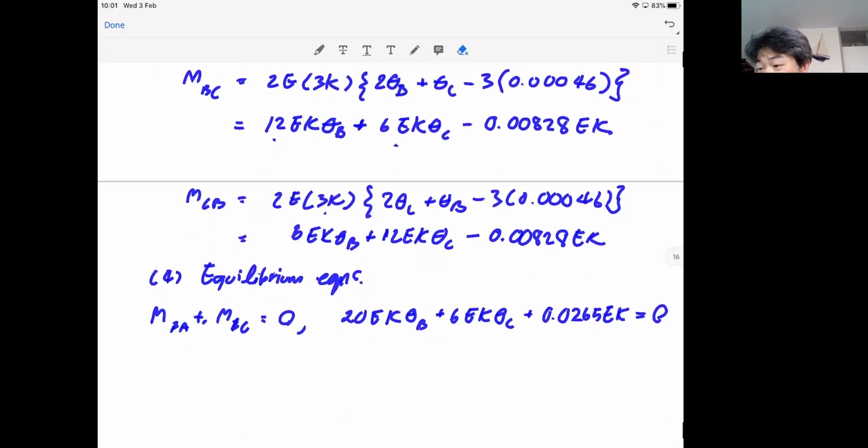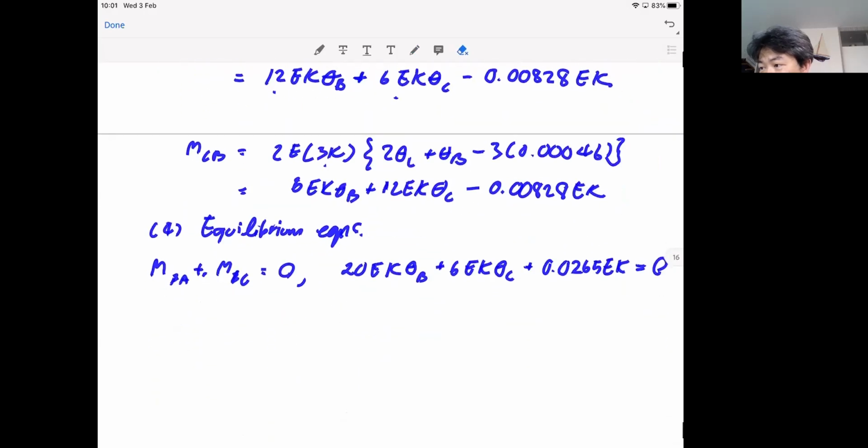Which means MCB itself must be 0, okay? I forgot to write this down, but you should know that this equation is sigma MB equal to 0, right? So the next one is sigma MZ equal to 0, which means that MC itself, MCB is 0. So we have that.